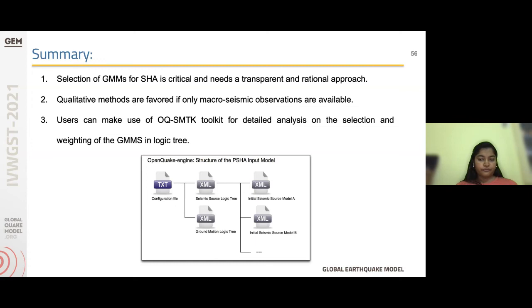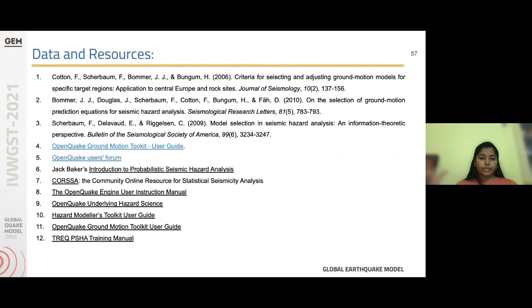We spoke about so many articles and so many different manuals, so these are some of the resources which the audience can refer to for more detail. In addition, we have also given our user guide, and there is an OpenQuake users forum where you can always post questions. It's quite active, and there will always be someone who will answer your questions. Many public users themselves answer most of the questions there as well. Apart from that, we have a PSHA training manual, so we encourage everybody to use our engine as well as the toolkit.